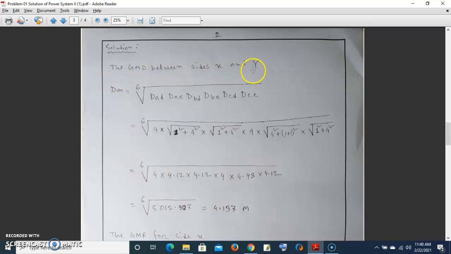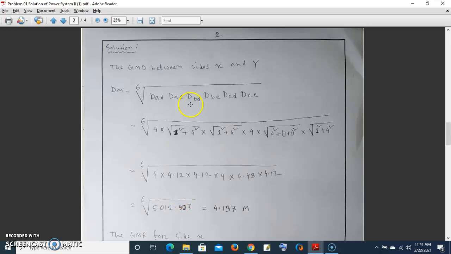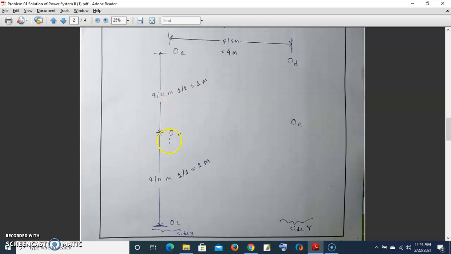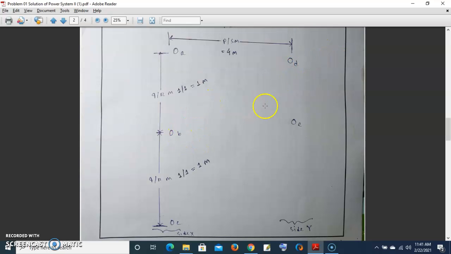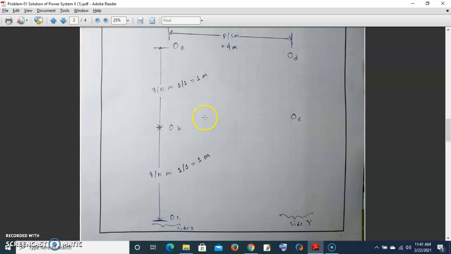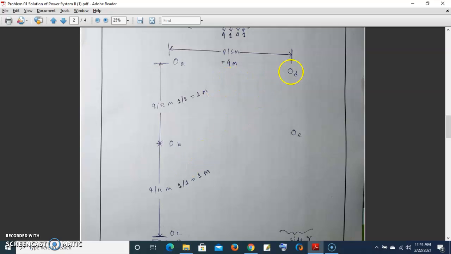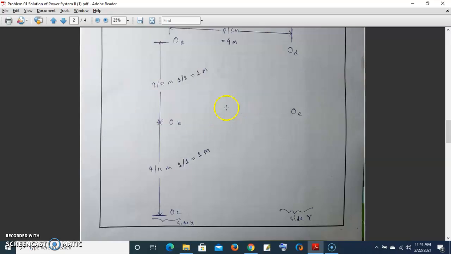The GMD between side X and Y, DM, equals the sixth root of DAD, DAE, DBD, DBE, DCD, DCE.